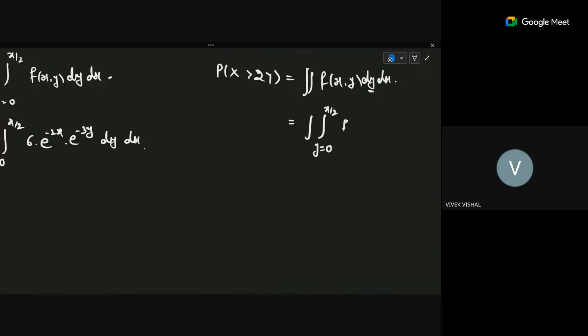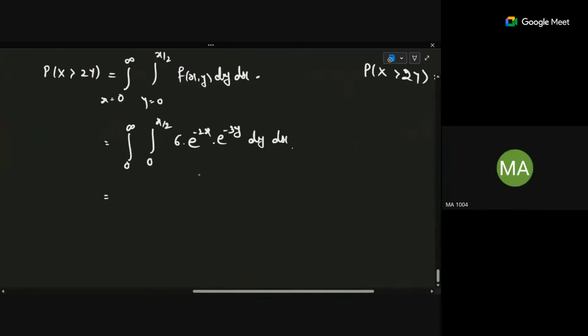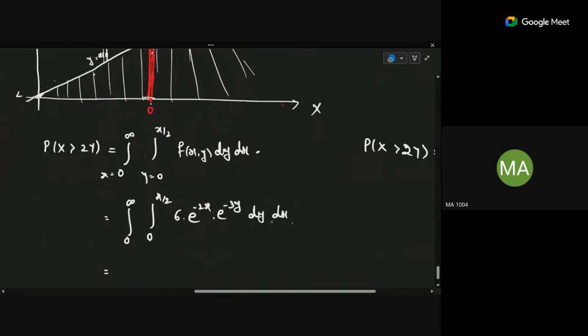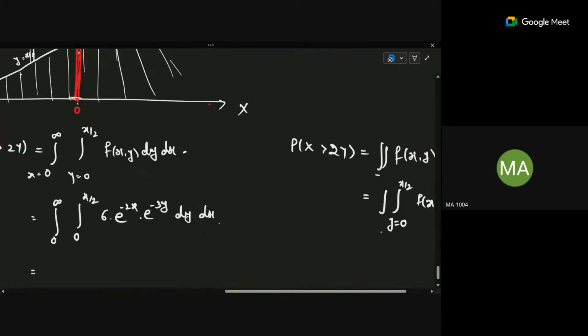Fine. Now, once you integrate this part, for example, this one, we have 0 to x by 2. Let's forget about this limit. Once you solve this part, your answer will be in terms of x. And we have to find the double integral. You have integrated with respect to y. Now, what about x?